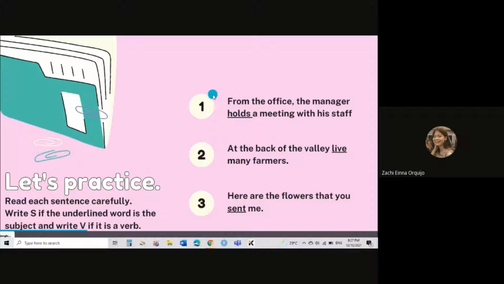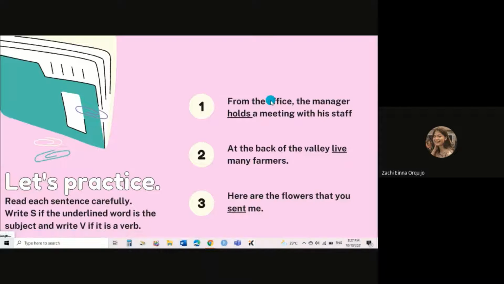So, our first sentence here is, from the office, the manager holds a meeting with his staff. So, ano yung word na holds? Is it subject or is it a verb? For the second one, at the back of the valley live many farmers. So, ano yung word na live? Is it subject or is it verb?